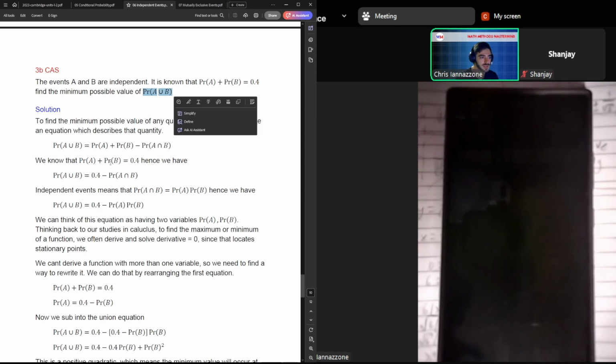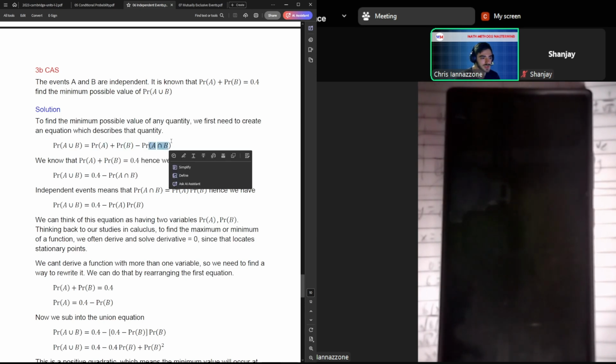So it's like, okay, I've got a union. Here's my union equation. That's all well and good. But issue is I have three terms in here, whereas if I want to graph my quantity, whatever it is, I need to only have one term in there. And so that's where the second equation comes from.